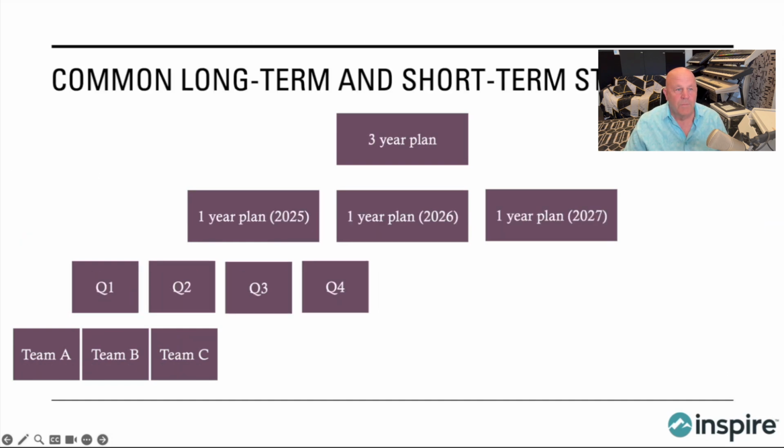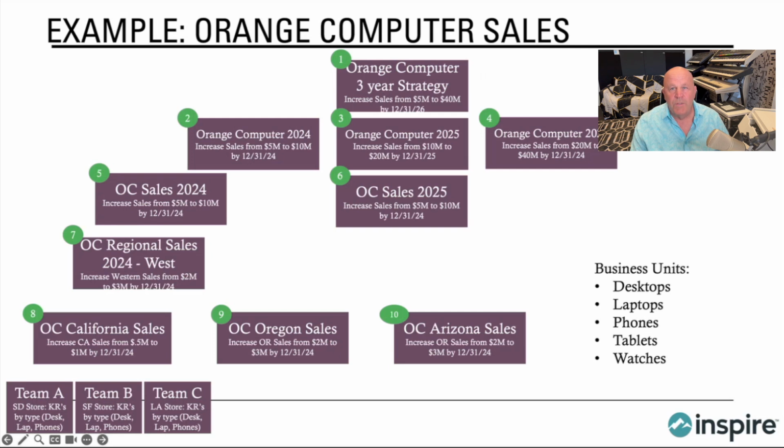And very common long-term and short-term where I have a 3-year plan and we are looking at where we are this year, but as we move forward in future years, be able to switch between those. And so this example with Orange Computer, each of these green numbers actually represents a different strategy in Inspire. So number 1 is the long-term 3-year strategy for the computer company. And then you can see 2 through 4 are the annual. And then it gets down to the overall sales department. And below that, regional sales, Western, and below that, state by state. And so depending on how big the company is, you can even break it down further.